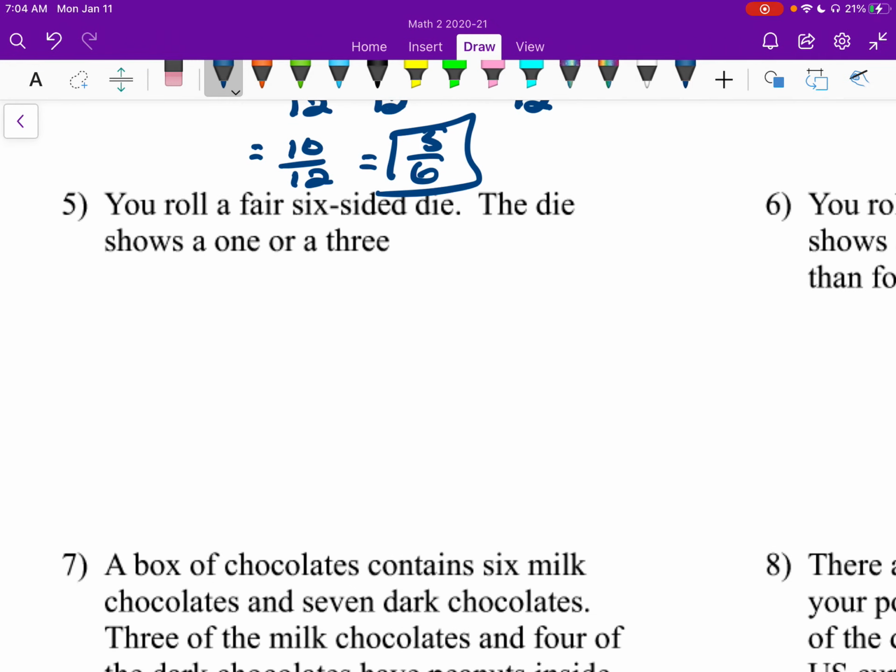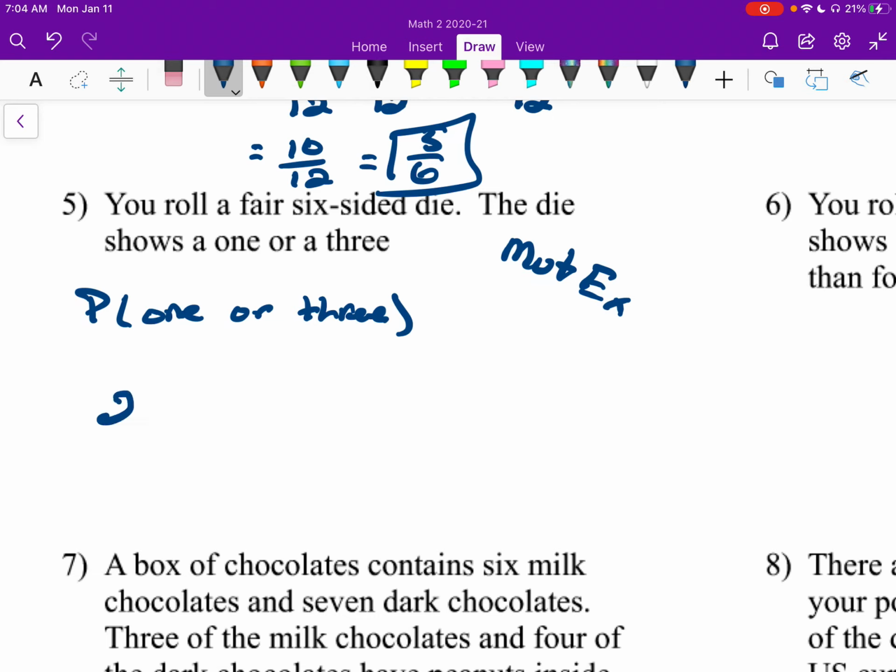Number 5, you roll a fair 6-sided die. The die shows a 1 or a 3. All right, it should be pretty easy to see that these are going to be mutually exclusive because you can't roll the die and get a 1 and a 3 at the same time. I could write out the formula here, but I think it would be easier to say, what is the probability of getting a 1 or a 3 on a die? We've done that a few times before. There are 2 ways to be successful out of 6, which will be 1/3. Just like that. You could write it out, and it would be 1/6 plus 1/6 minus 0.